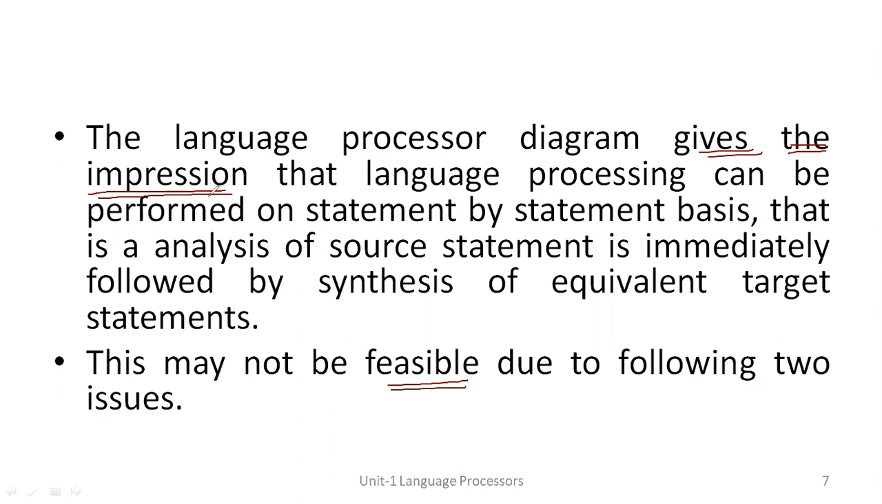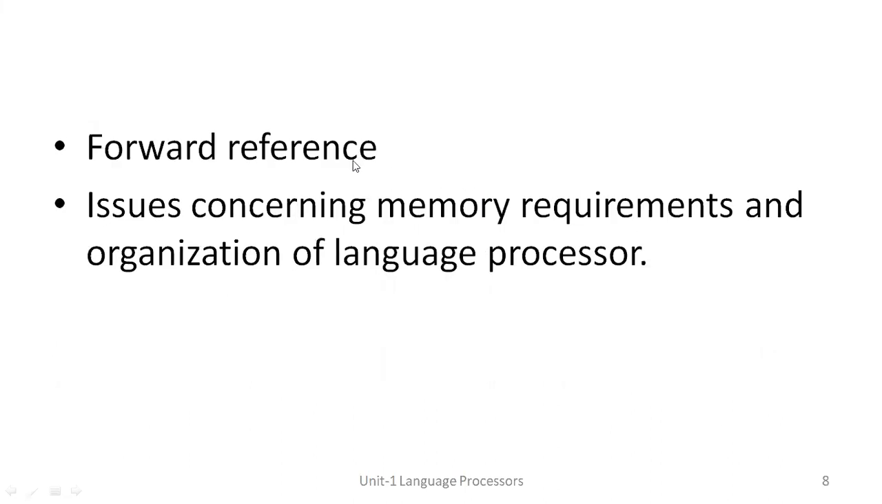Whatever we just discussed line by line is not feasible due to the following issues. So what are these two issues that we will see? First issue is forward reference, and second issue is issues concerning memory requirements and organization of language processor. Now, one by one we have to see what is meant by forward reference, and what is meant by issues concerning memory requirements and organization of language processor. So let us start with forward reference.